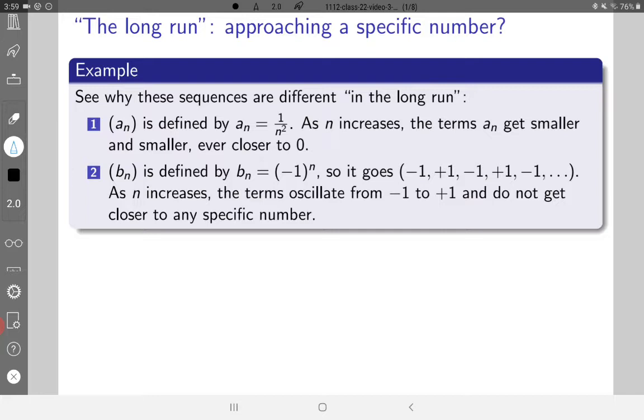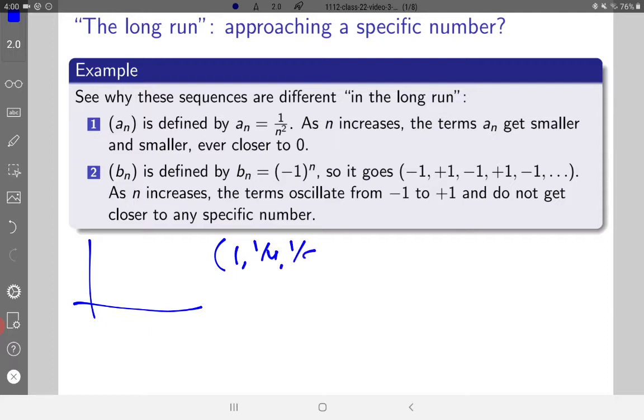So I picked two examples here, one of them which is getting closer to something in the long run, another one which is not. Let's look at the AN sequence. This is the same AN sequence I was using in the previous video, the 1 over n squared sequence. And notice, just like we were talking about in the previous video, the sequence goes 1, a quarter, a ninth, a 16th, and so on and so on and so on. And we can see that those values are just getting smaller and smaller and smaller.